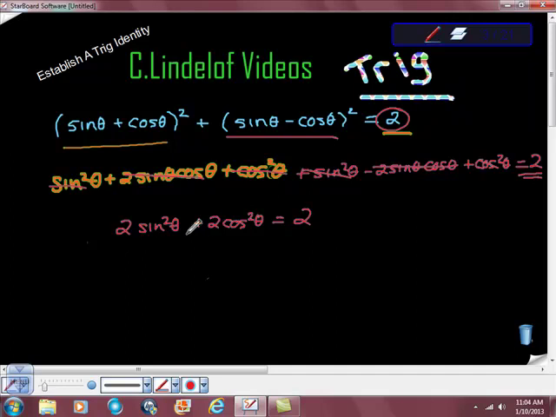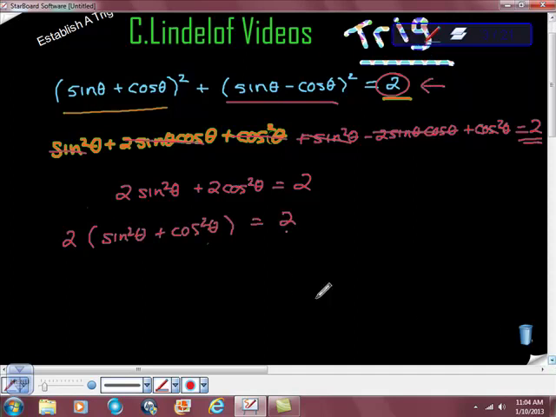Now what I'm going to do here is take the greatest common factor out, which is 2. So 2 times sine squared theta plus cosine squared theta. Remember, must equal 2. This 2 is still that 2. We know from our Pythagorean identities that sine squared theta plus cosine squared theta is equal to 1. So we have 2 times 1 is equal to 2, and that is true. All right, so that's how I would have done that problem.